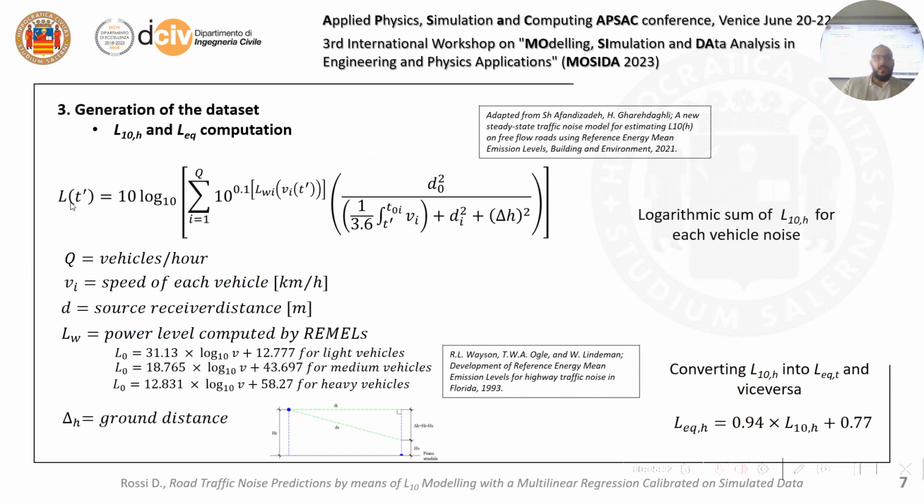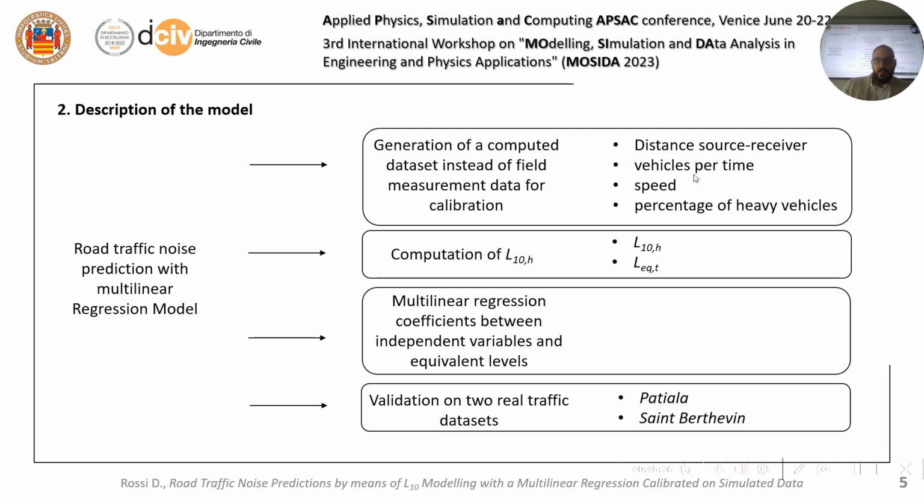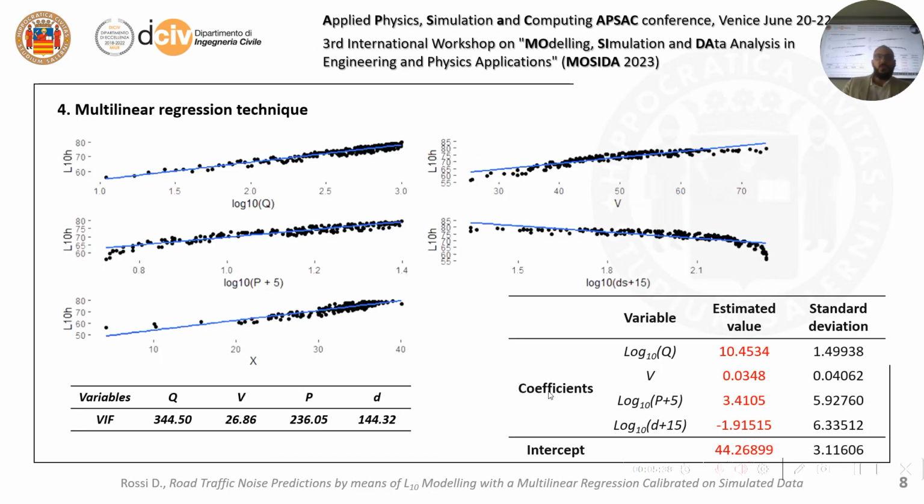Once we computed the noise level out of the independent variables in this model, we performed a multilinear regression to see the dependencies between the L10 and all the independent variables. Then we got the coefficients of the very simple multilinear regression model, and also the intercept. Here you can see that we assessed the collinearity between all the variables.